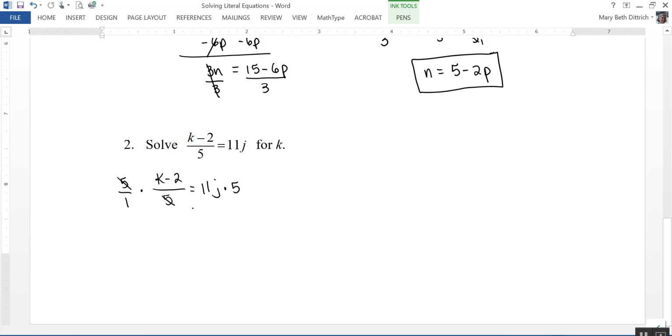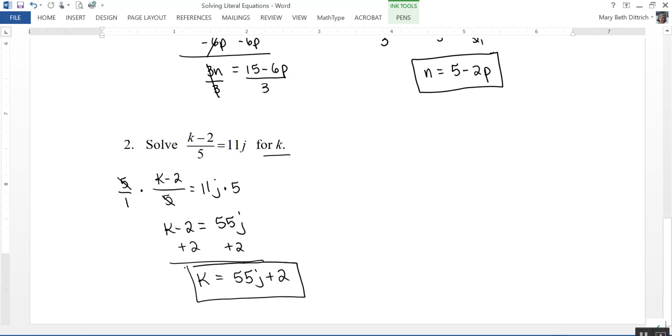So 5 over 5 is going to give me a 1. That's going to leave me with k minus 2 equals, now this is multiplication, so I can go ahead and do that. 11j times 5 is 55j. And now remember, I'm getting k by itself, so I can add 2 to both sides. That's going to give me k equals 55j plus 2. And 55j and 2 are not like terms, so I can't combine those. I can't come up with a 57j. So my final answer is k equals 55j plus 2. So I've taken my original equation and solved it for k in terms of j.